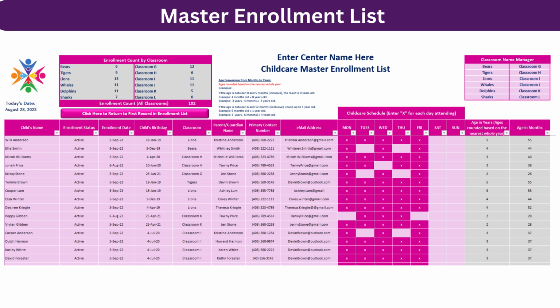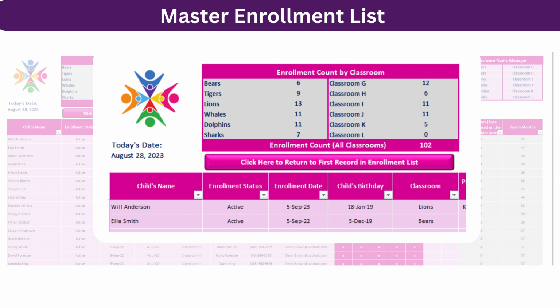The Master Enrollment List is your hub for tracking all of your students in just one centralized location. Say goodbye to shuffling through papers and multiple spreadsheets, because now all of your students' information can effortlessly be managed in just one place. Plus, there's a dedicated section that showcases the total enrollment by classroom. This feature allows you to monitor capacity and make informed decisions for classroom allocations.